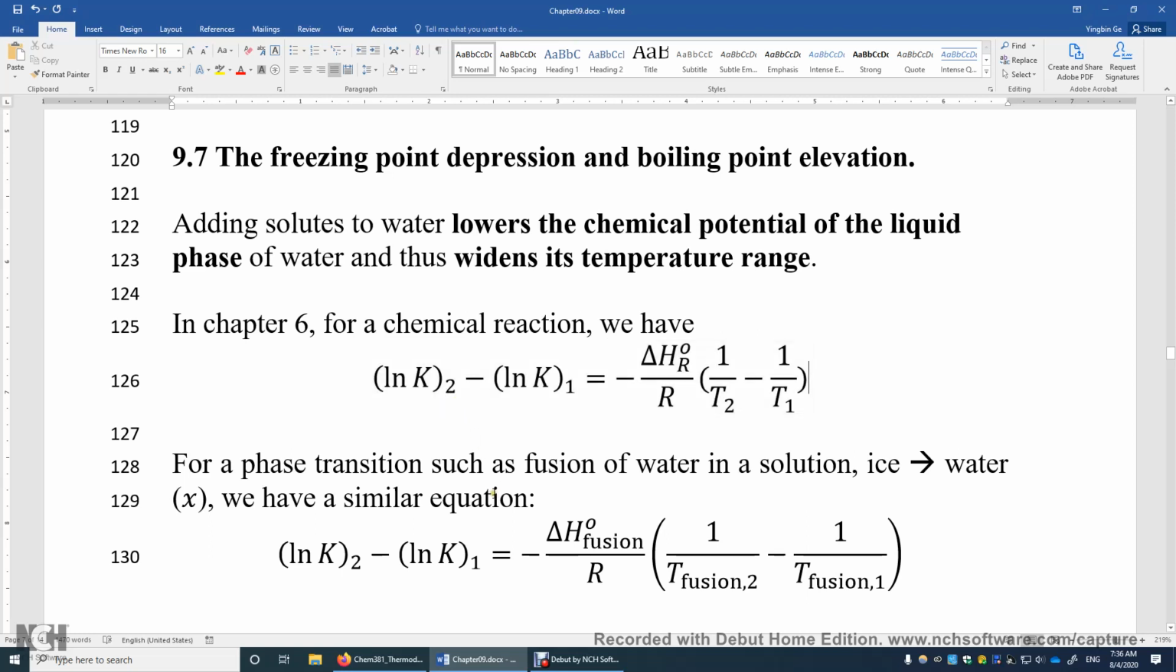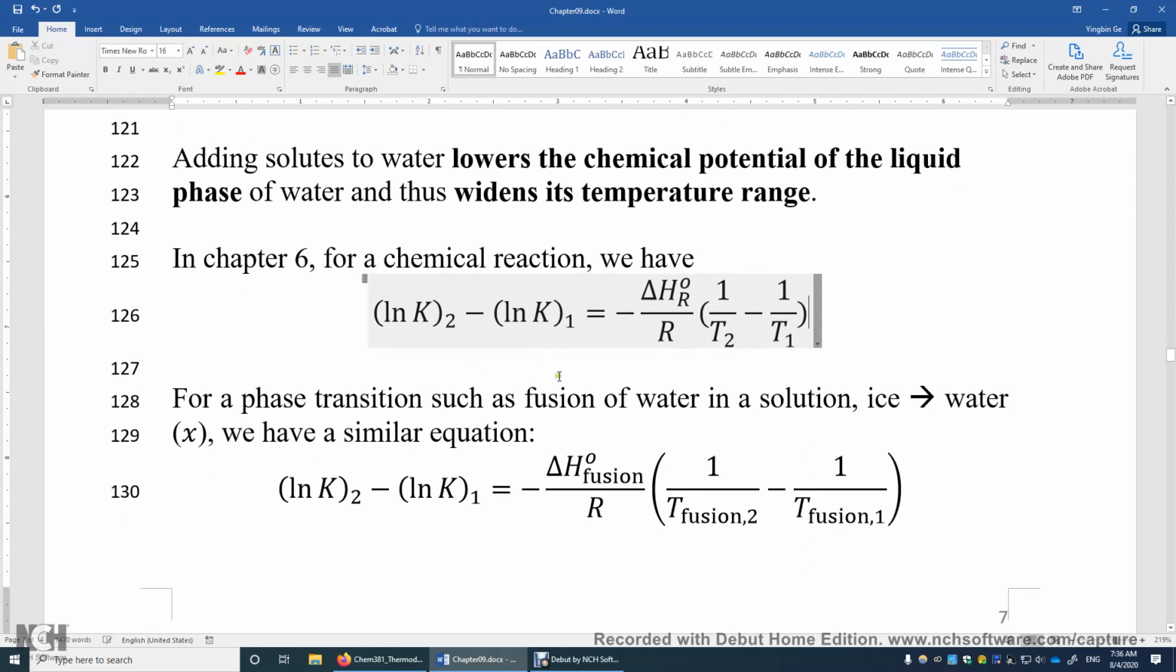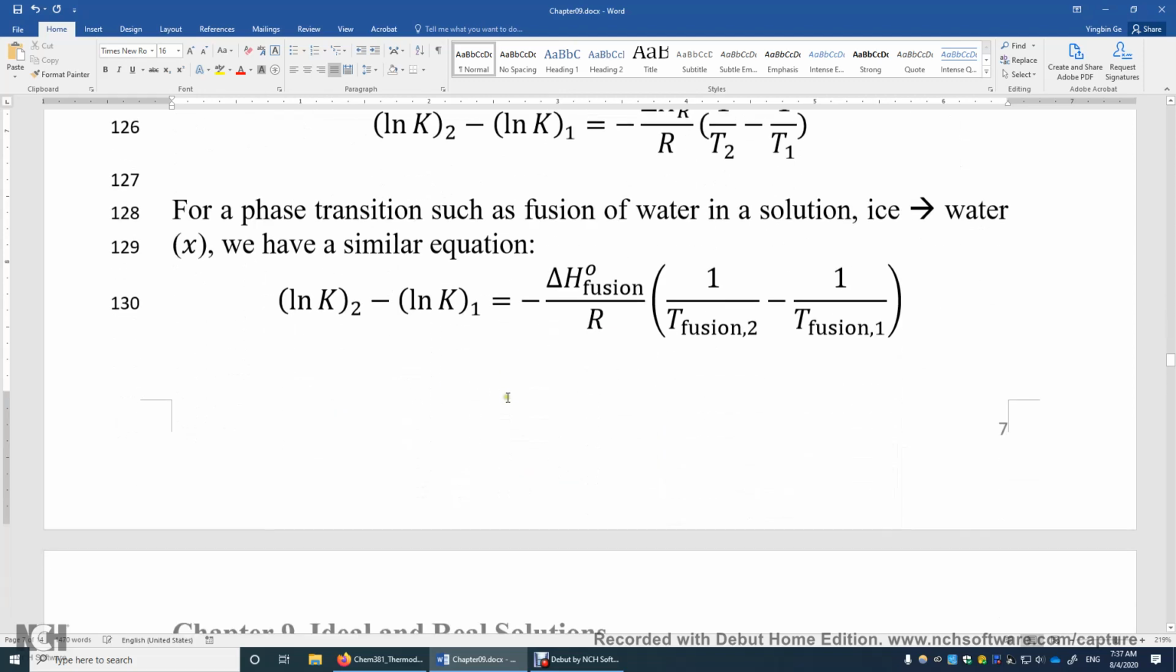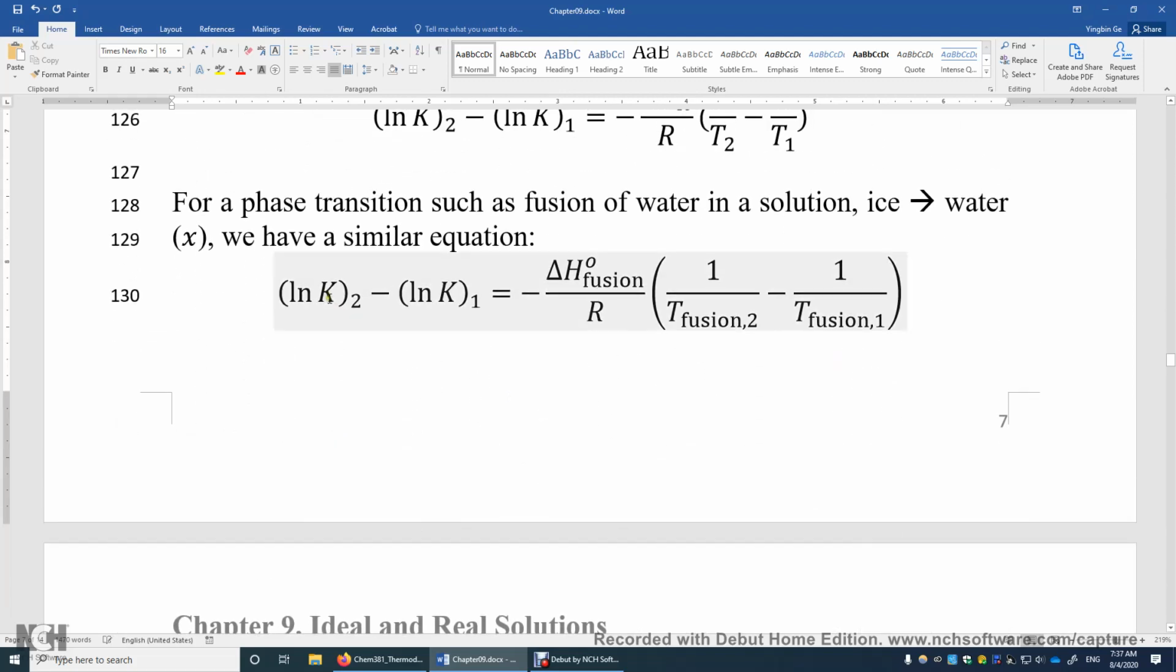For a phase transition, such as fusion, we can write out this physical change in the form of a chemical reaction. The reactant is ice, the product is water in a solution with mole fraction X. And then we can use a similar equation here. Ln(K2) minus Ln(K1) equals negative enthalpy of fusion over R. Now these two are the fusion temperatures. What is K? K is product over reactant.